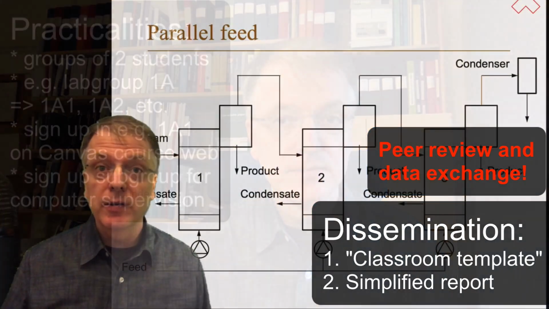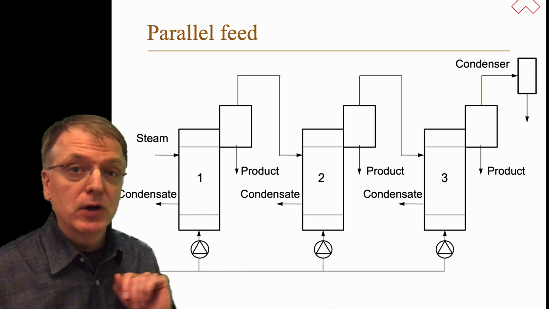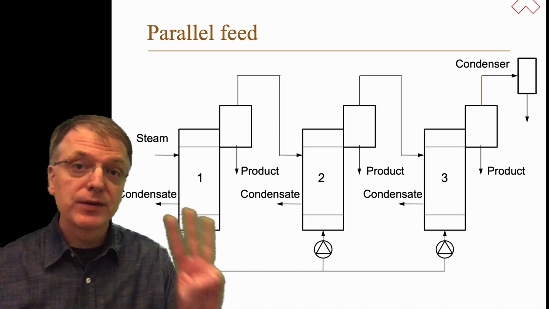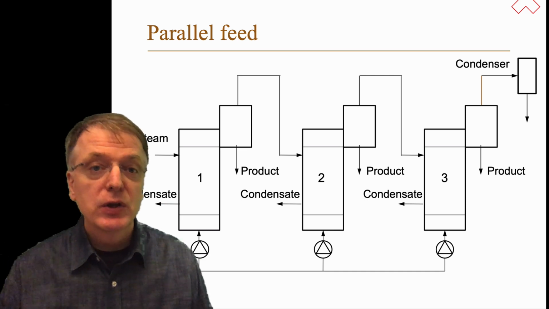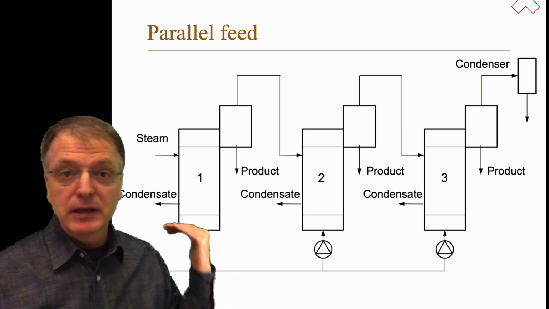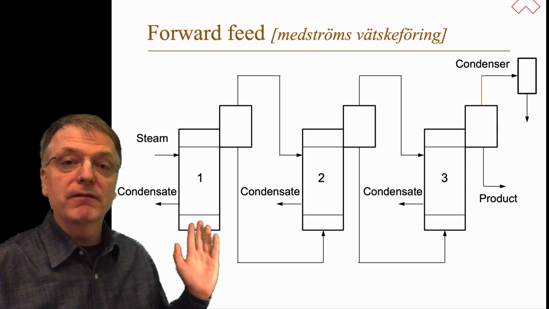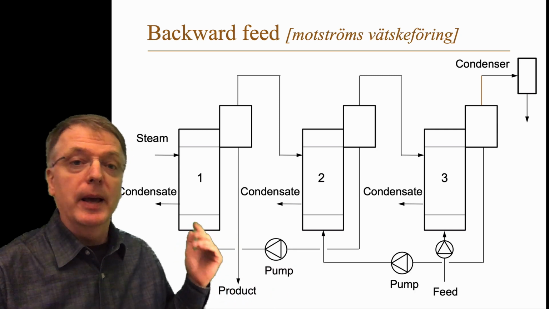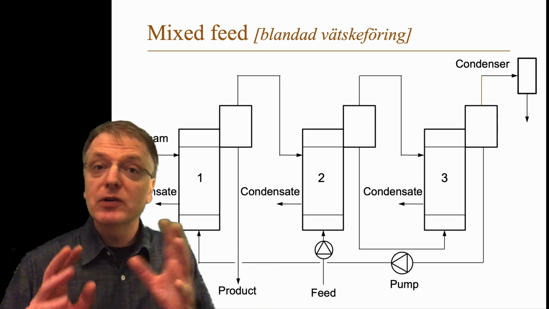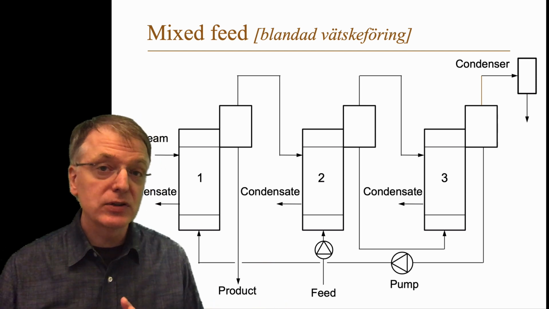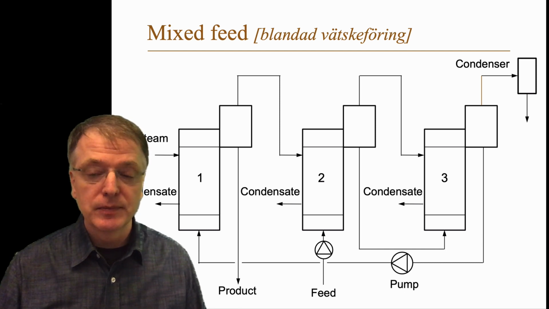So what should you do in Compulsory Task 2? Well, you should model a multi-effect evaporator. To be more precise, an evaporator with 3 distinct evaporators. And when you have 3 different evaporators, you can have different feed patterns. Here is an example of parallel feed. Here we have forward feed, backward feed, and finally a mixed feed. And you have to look carefully in the instruction exactly which feed pattern you should be using.